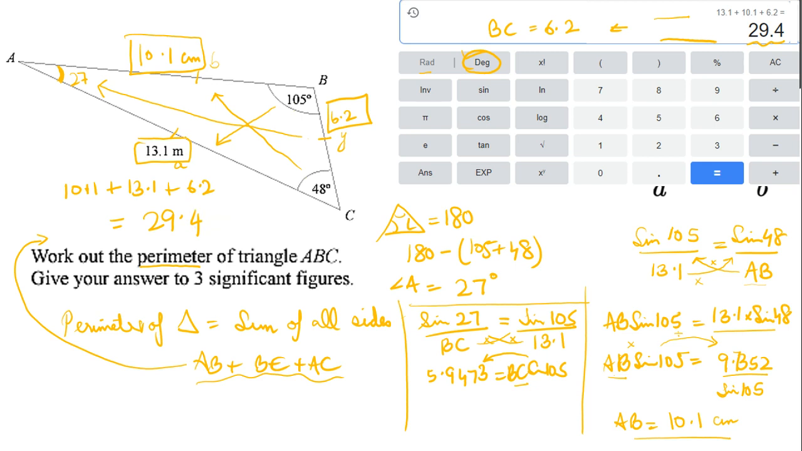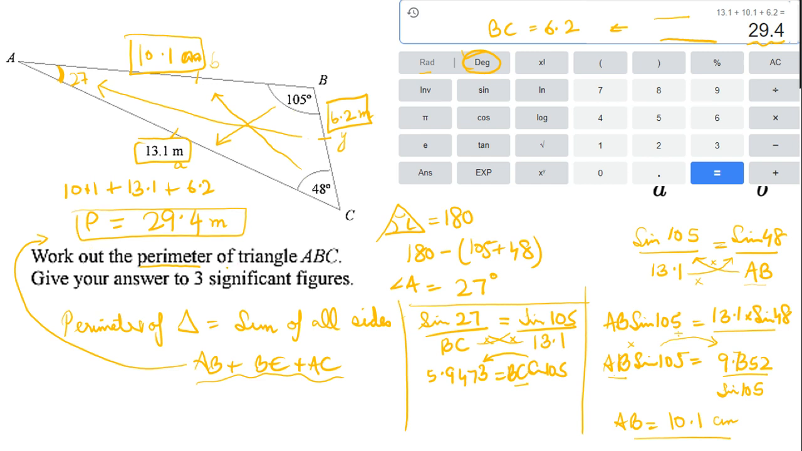Here I wrote it as centimeter, but because my 13.1 is in meters, that means this is also meters, 6.2 is also meters, and that also means that if I add all of them up, my perimeter is also 29.4 meters. So that is my final answer.